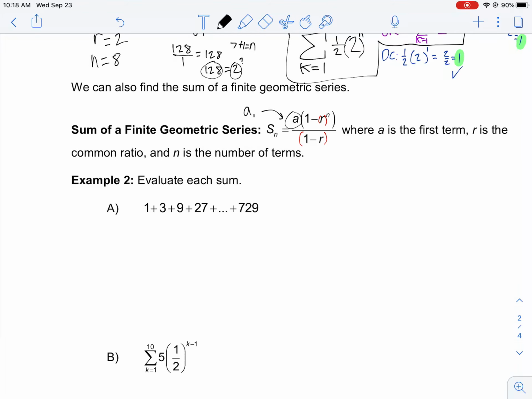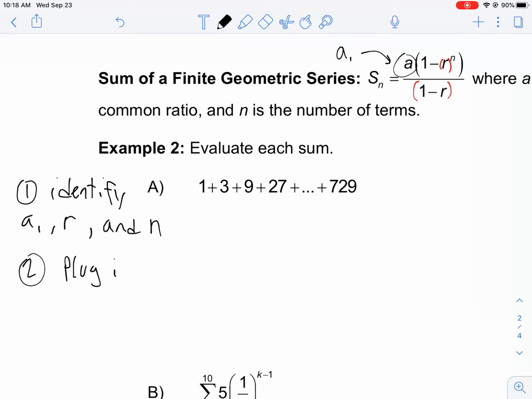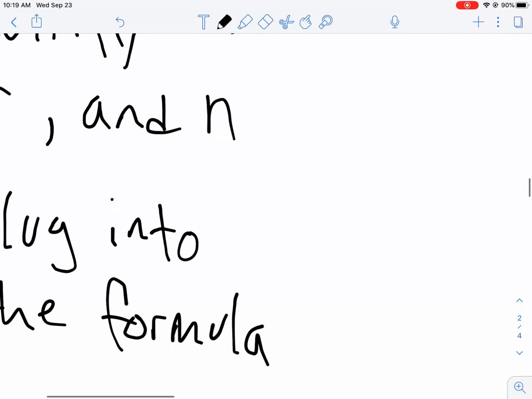So, example 2, evaluate each sum. Now, I wrote a kind of set of steps on your arithmetic series. I'm going to do the same thing here. So, the first thing is just identify the information you need. Identify your first term, your common ratio, and your number of terms. And then it really just boils down to plug into the formula. I know, that O was getting super sketchy.